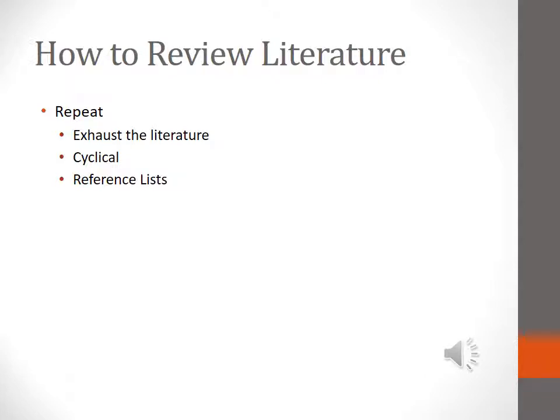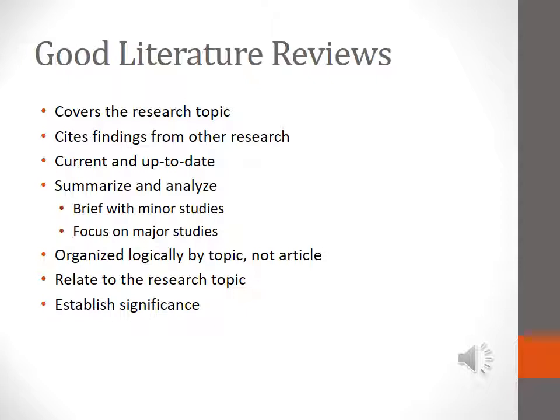Here are some characteristics of good literature reviews. Good literature reviews cover the research topic. They cite findings from other research. They're current and up to date, which usually means within a 10-year period. They summarize and analyze the information well, with the focus on the major studies. Minor studies you do want to mention briefly, but really focus on the major studies. They're organized logically by topic, not by article. They relate to the research topic, and they also establish significance.